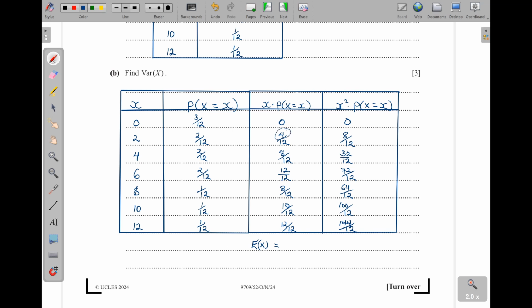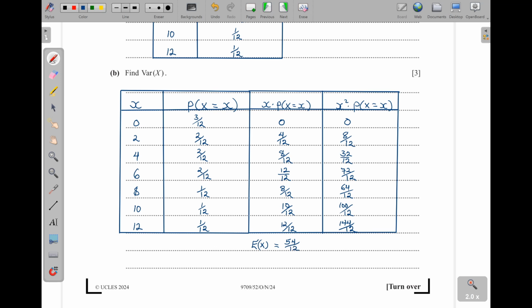Okay, so we have 4 plus 8, that is 12, plus 12. That one is 24, plus 8, 32, plus 10, that is 42. Then plus 12, that one will give us 54. So this is 54 over 12.